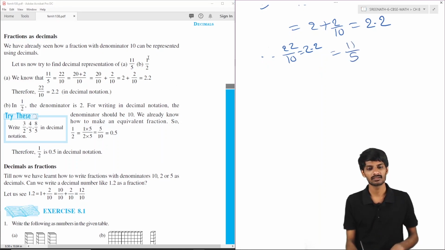You can do the same thing for 1 by 2, students. Here the denominator is 2. You have to write an equivalent fraction. For that, you will multiply both numerator and denominator by 5, so that you get 10 in the denominator. 5 by 10 is 0.5. That is the decimal notation.